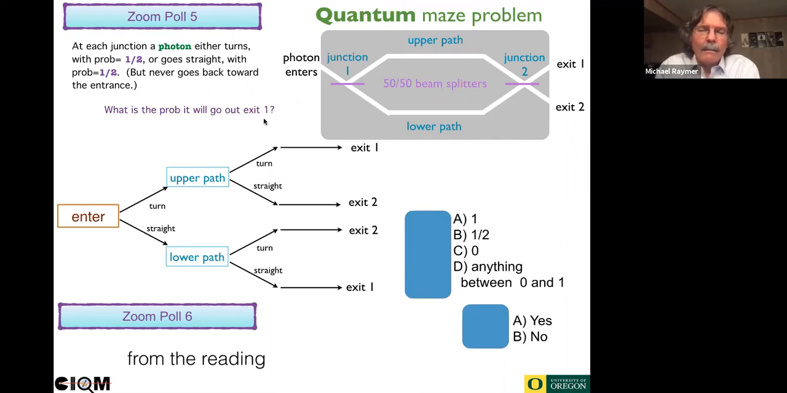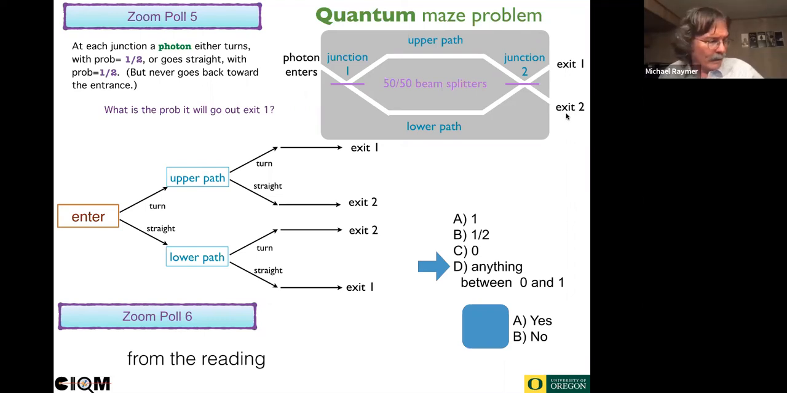And since in this poll I didn't tell you what the details are, you just have to say it could be anywhere between zero and one, because I didn't tell you. But I can say now, if I were to move this beam splitter by a tiny, tiny amount, I could make it 100% probable to go out exit one. If I moved it again a tiny amount, I can make it 100% probable to go out exit two. If I moved it to an in-between position, I could have 50-50 probability to go out exit one and two.